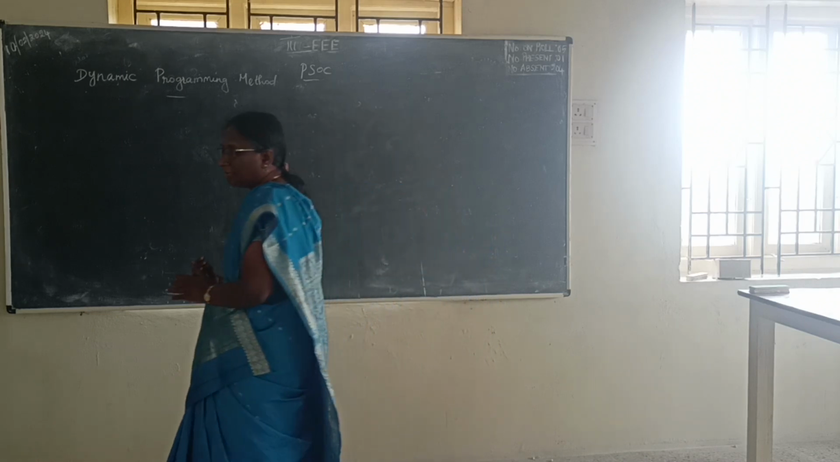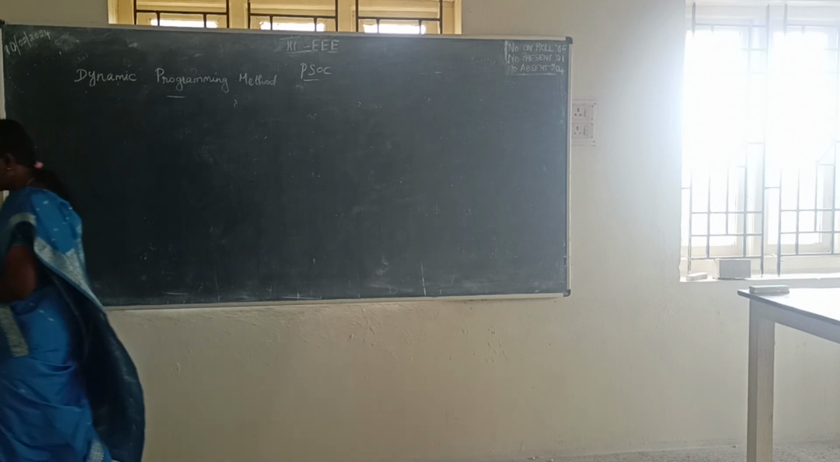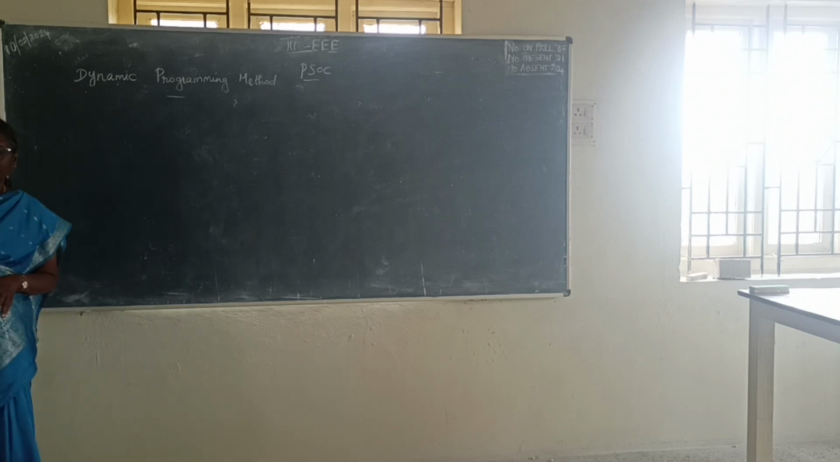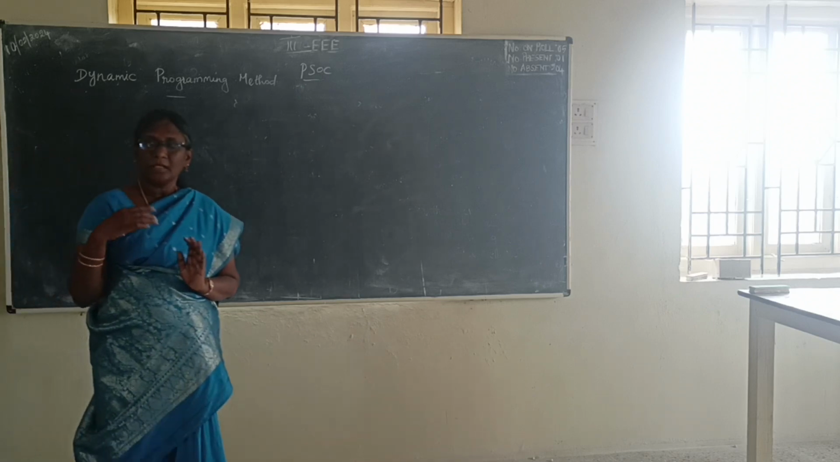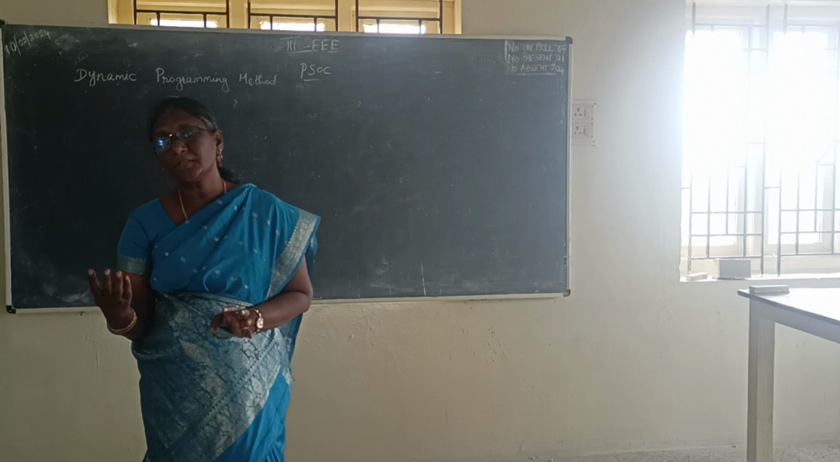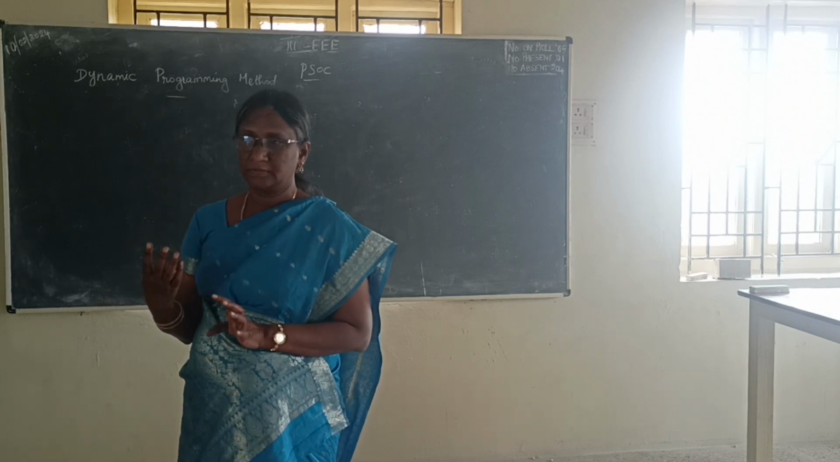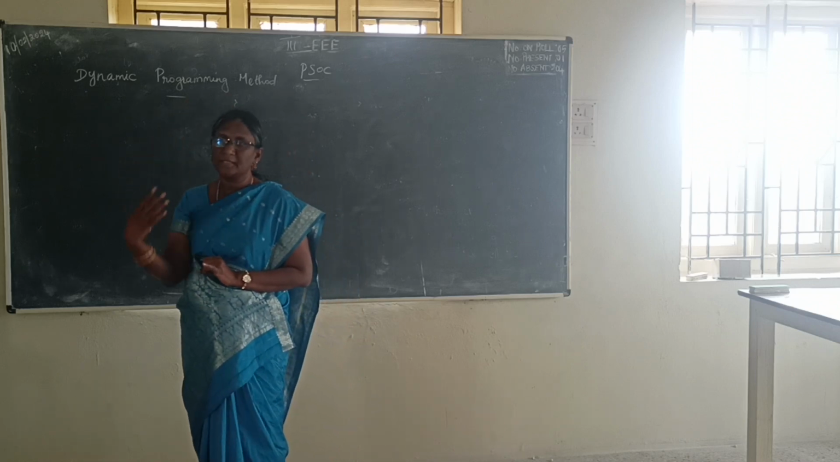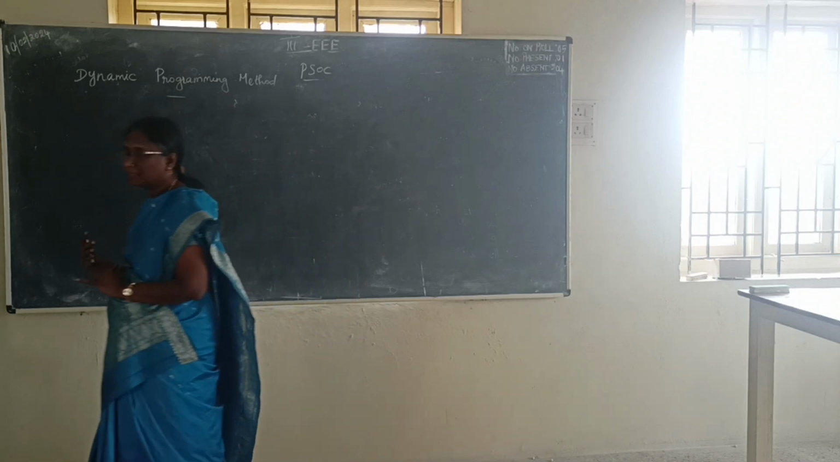In the dynamic programming method, the first assumption is that the individual cost characteristics and load cycle are assumed to be known previously. That is, suppose n number of units are available, we are going to draw the individual load curve beforehand. That is the first assumption. Already we know that one.